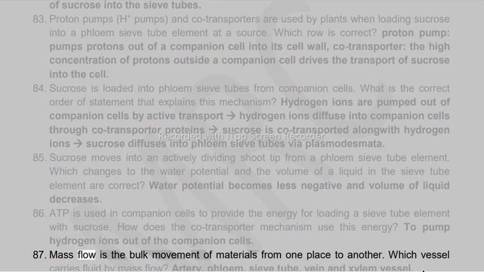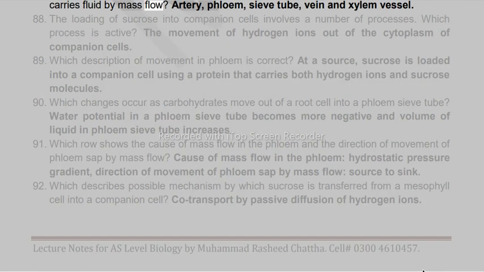87. Mass flow is the bulk movement of materials from one place to another. Which vessel carries fluid by mass flow? Artery, phloem sieve tube, vein, or xylem vessel.